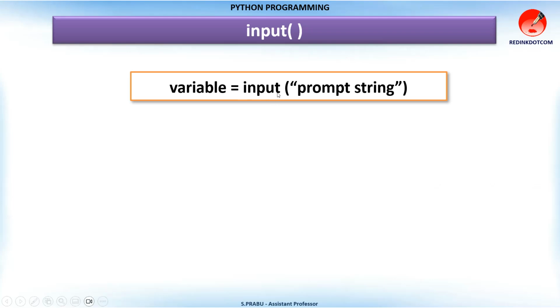Here, input is the keyword. Within the brackets, we can give some message about the expected input. Once we call the input function, it returns the string value that can be received by one variable. The data type of this variable is always a string. Let's check one example program.